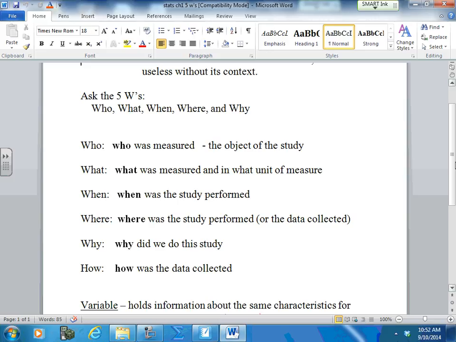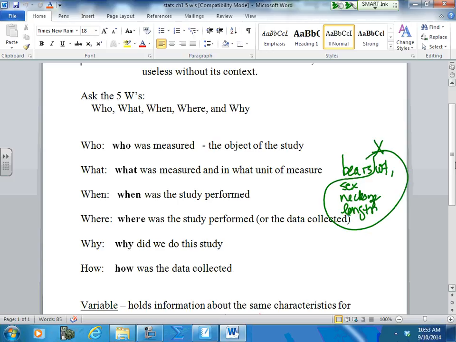What's the what of this study? Bears. Okay. Don't write this down yet, but let's talk a minute. Bears' weight. What else? Sex. Neck size. Length. So we're looking at this. Good. This is the what. What are we looking for? The weight, the neck size, the length, the sex.